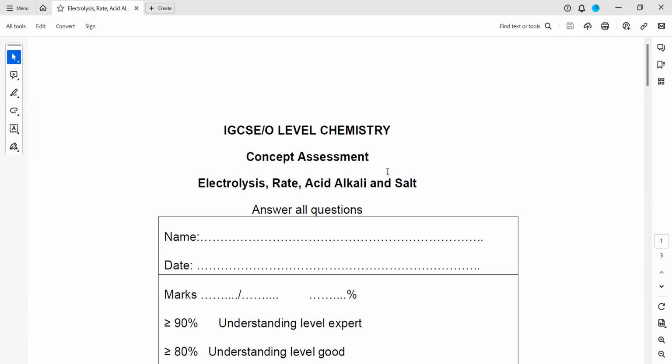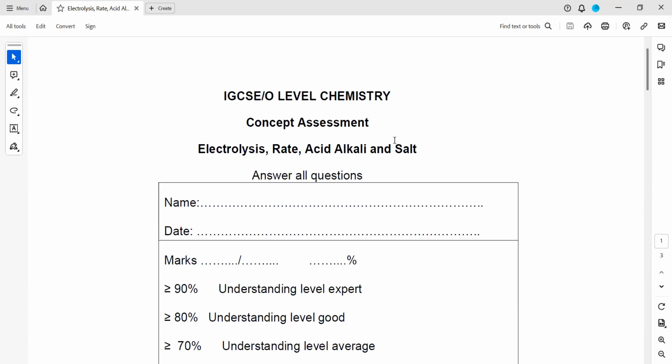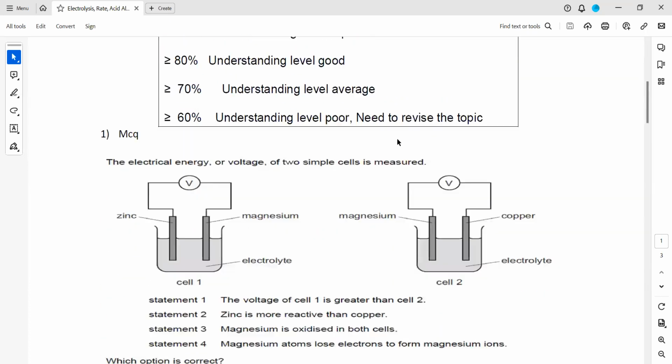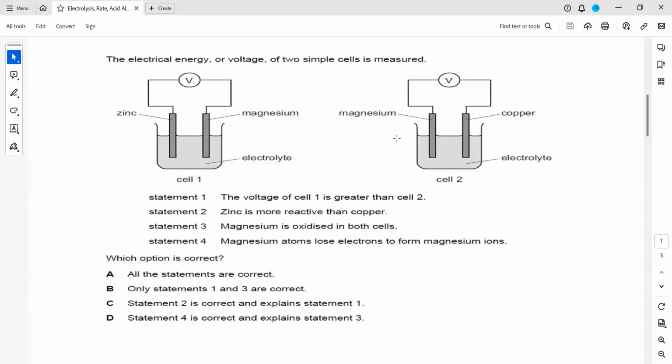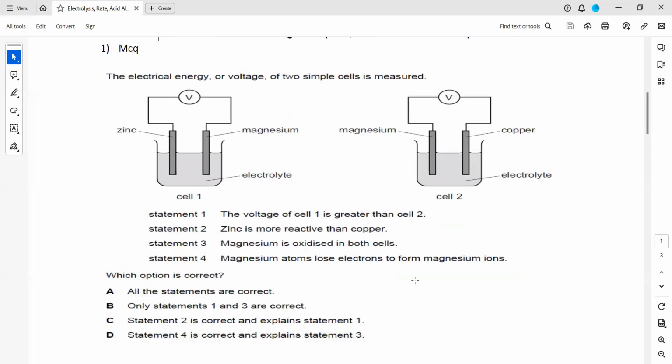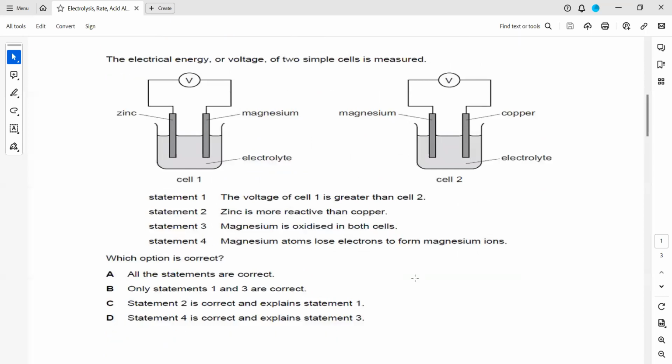This was a weekly pop quiz which was related to electrolysis, rate, acid, alkali, and salt. In the first question, the electrical energy or voltage of two simple cells is measured.